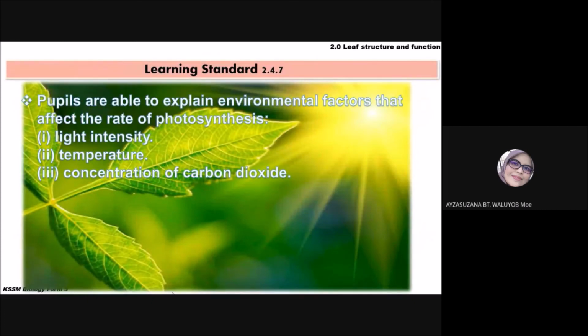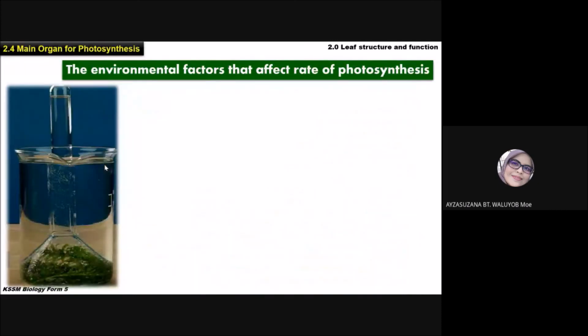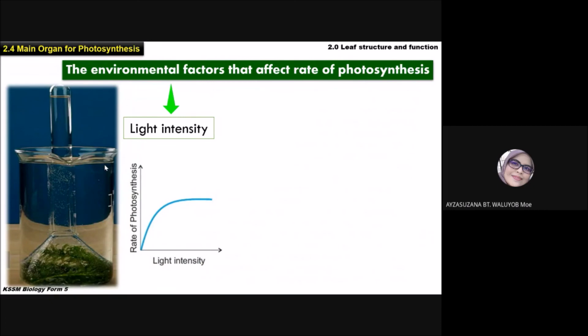Now, we are going to look at the factors that affect the rate of photosynthesis. So, 3 factors that affect the rate of photosynthesis. One is light intensity, one is temperature, one is concentration of carbon dioxide. Sebab ketiga-tiga ni perlu. Tak ada carbon dioxide, tak ada photosynthesis. No light intensity, no photosynthesis. Temperature juga penting untuk depend sama ada dia menjalankan light dependent or light independent. Alright, this is the experiment. These are the environmental factors that affect the rate of photosynthesis.